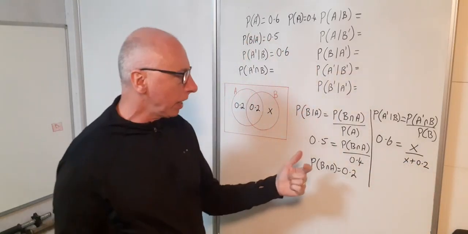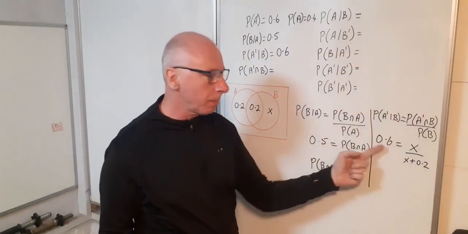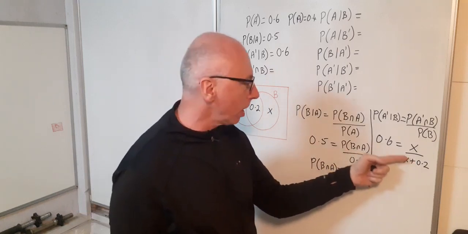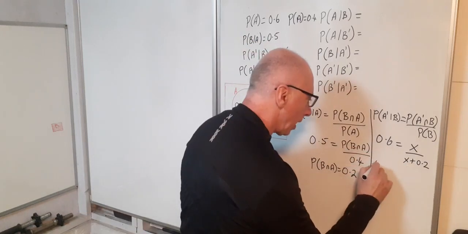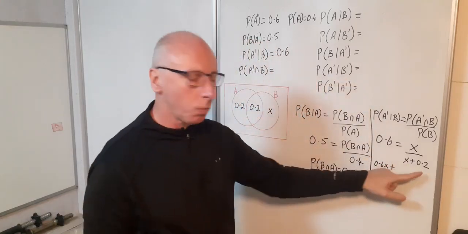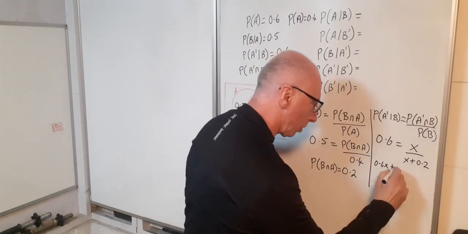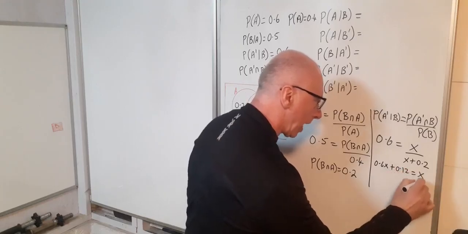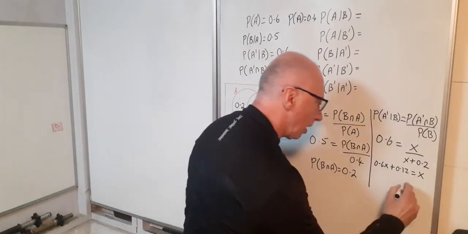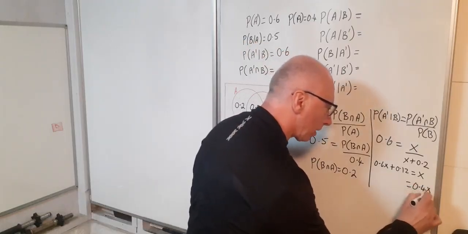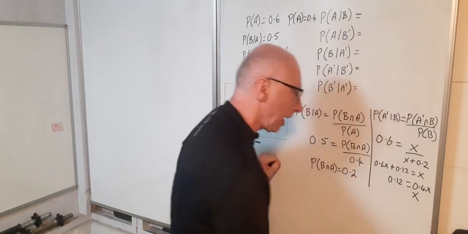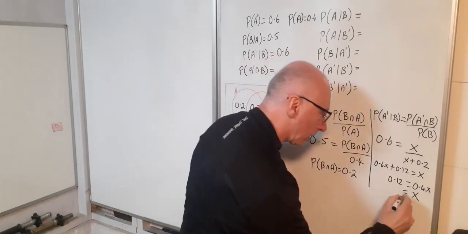So with some manipulation of this, I can then try and find my x. If I cross multiply this one, so do 0.6 times that and bring it to here. Then I'll have 0.6x plus 0.6 times 0.2, which is 0.12, and that equals x. Now bring this over to the other side, and then I'll have 0.4x equals 0.12, in which case x would be 0.3.